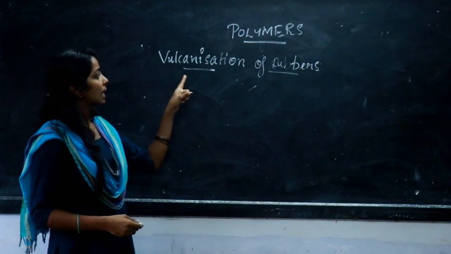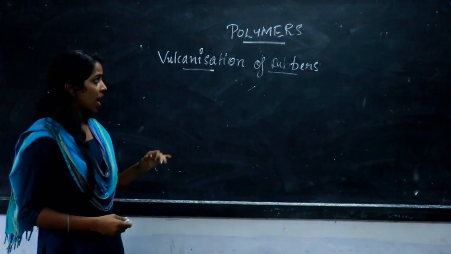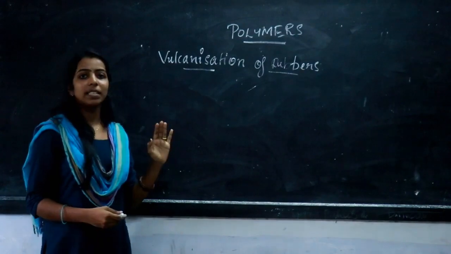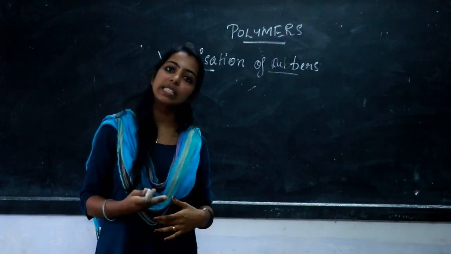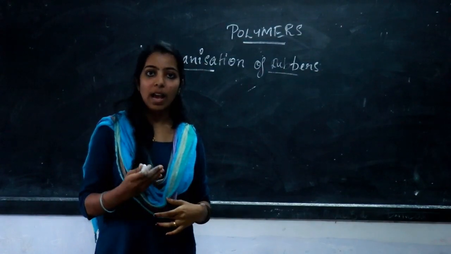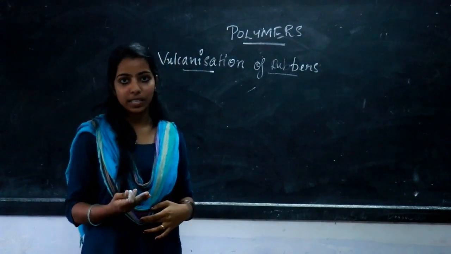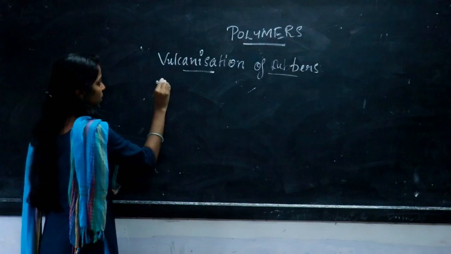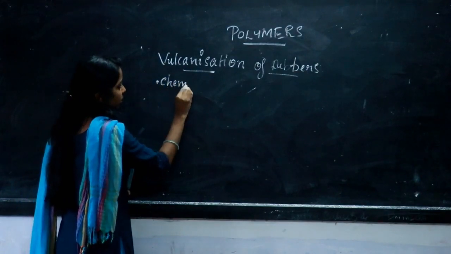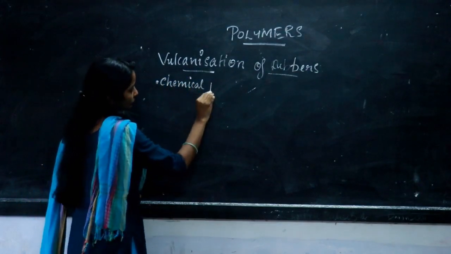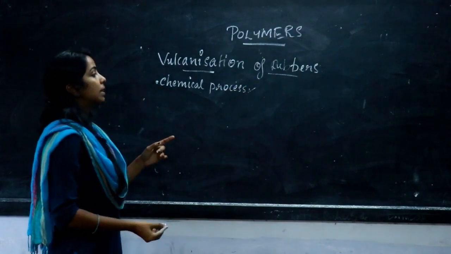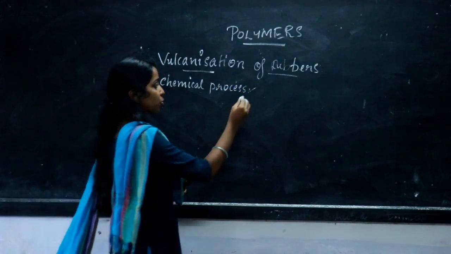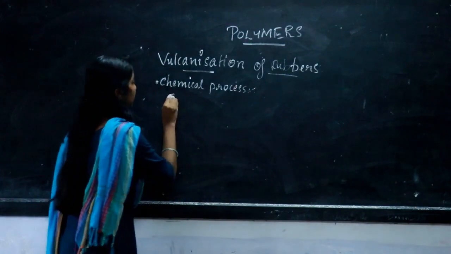Next one is vulcanization of rubbers. Vulcanization is a chemical process done to improve the physical properties of natural as well as synthetic rubbers.